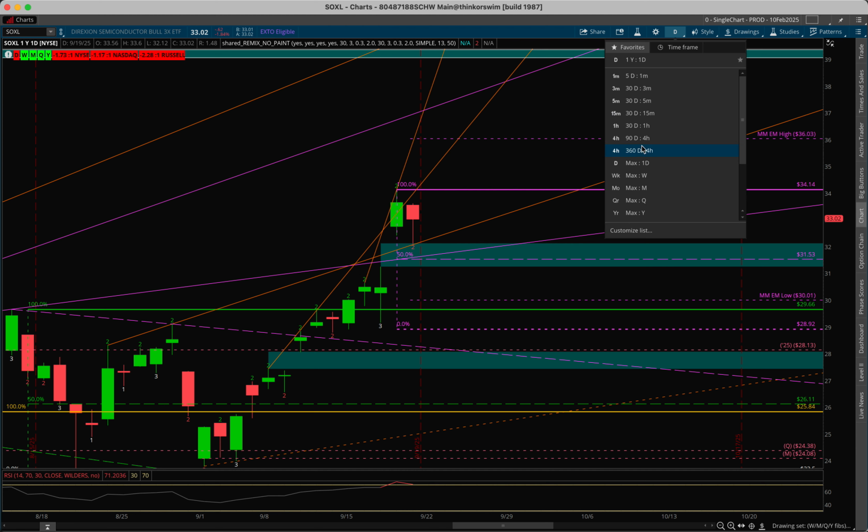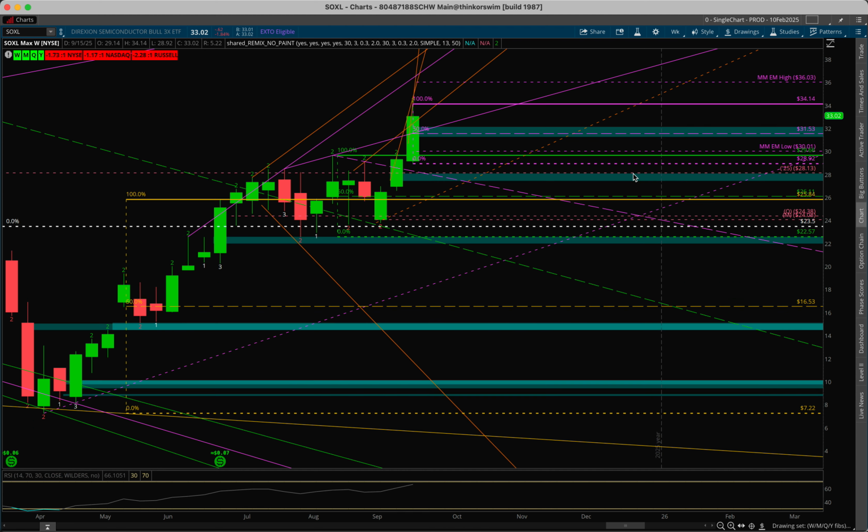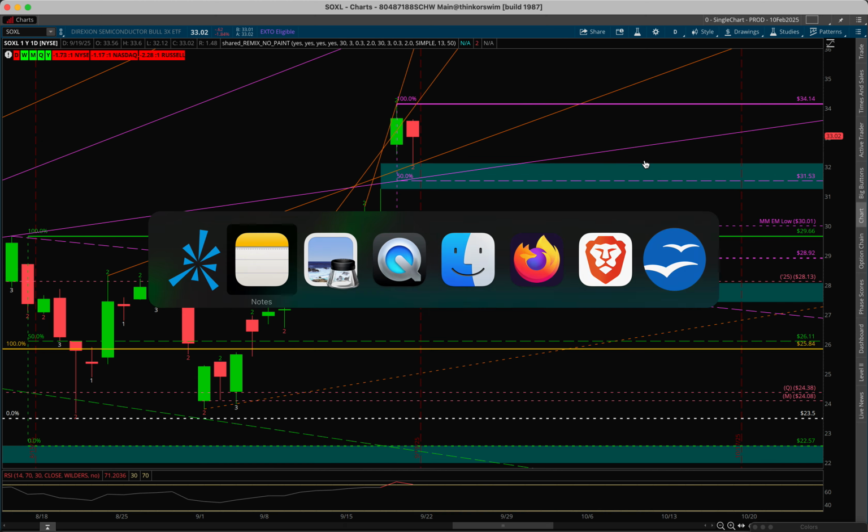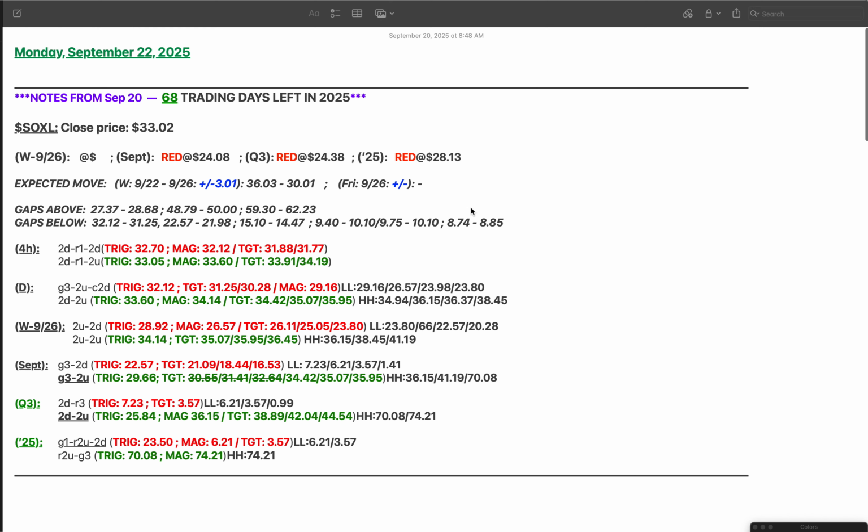So let's look at the week. And actually, let's just go to our notes here so you have something to look at from a visual perspective, right? These notes are for Monday, September 22nd. On Monday, there will be 68 trading days left in 2025. Close price on Friday was 33.02. We know what it's going to take to flip the month, the quarter, and the year red, but we don't know yet what's going to take the week to flip because, of course, price action hasn't opened this week. The expected move for the week is $3.01, giving us a range of 36.03 to 30.01.